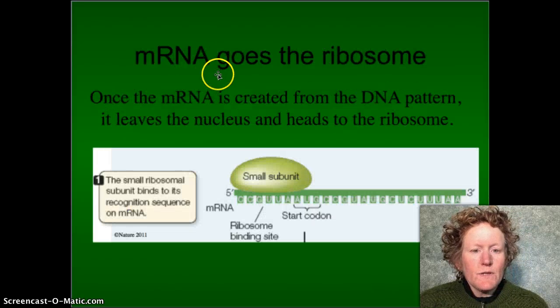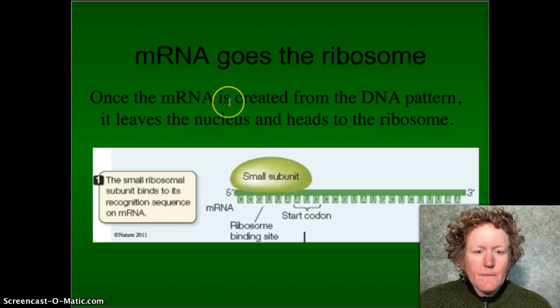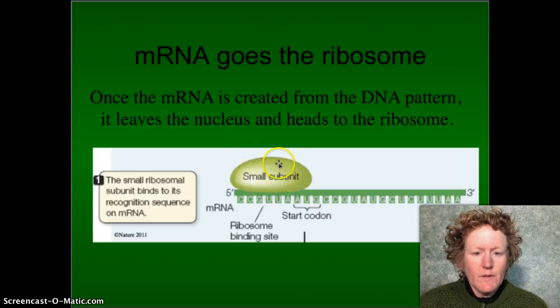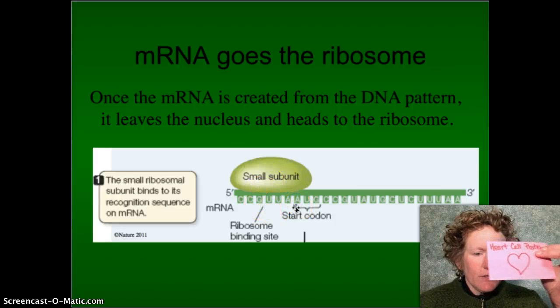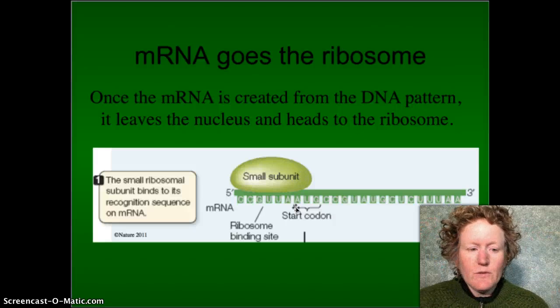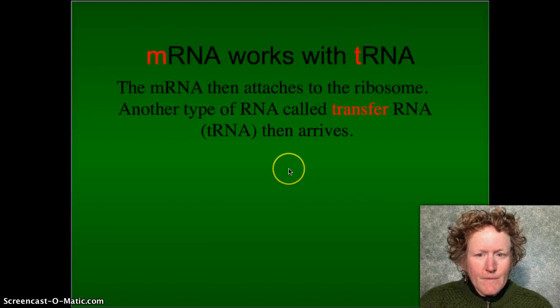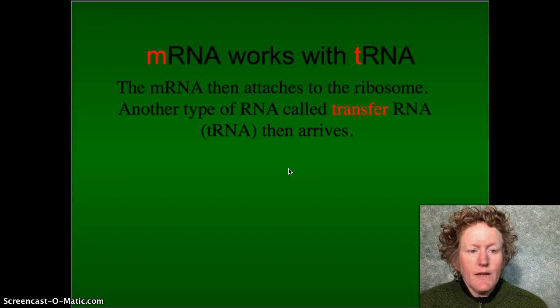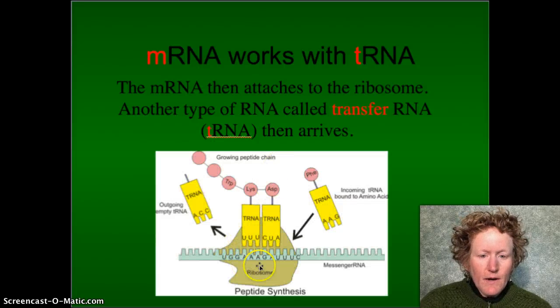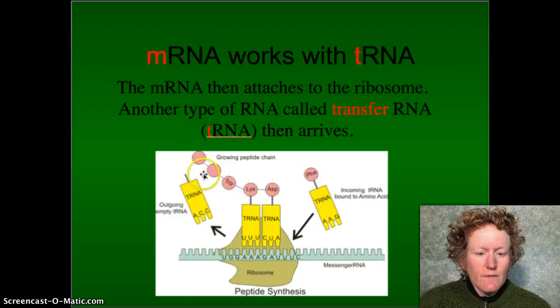So mRNA goes to the ribosome to make protein. You can see the small subunit here of the ribosome attaching to the recipe card, the messenger RNA, that's got the code for which amino acids should line up to make which protein. tRNA is another kind of RNA that brings in the different amino acids. It matches the code on the mRNA here and brings in a specific amino acid to attach to the growing chain of amino acids.